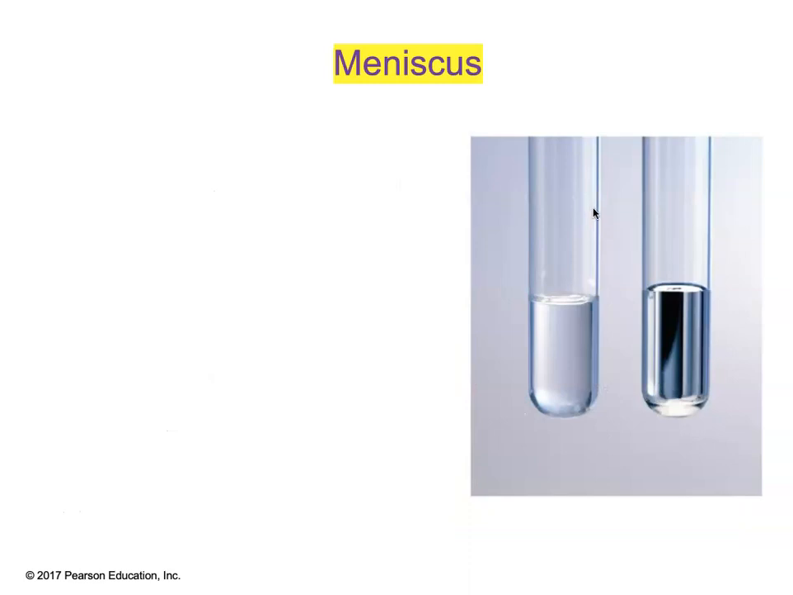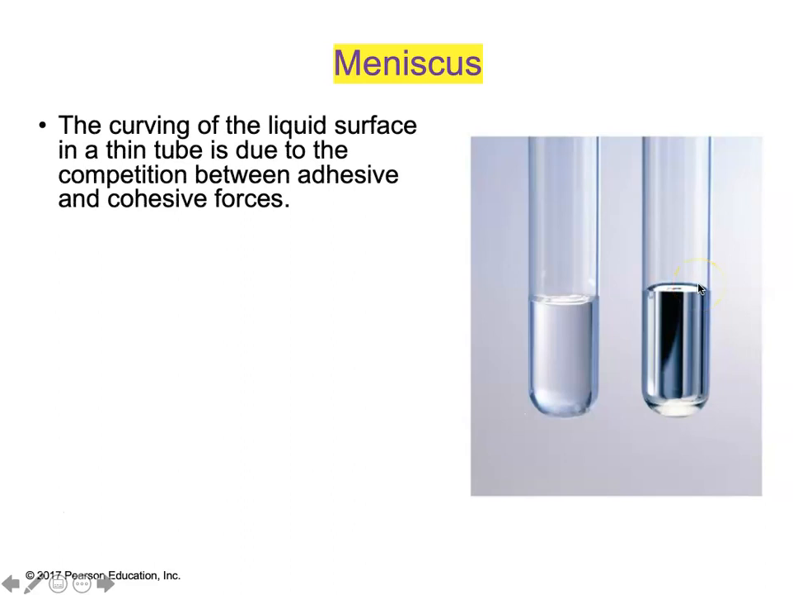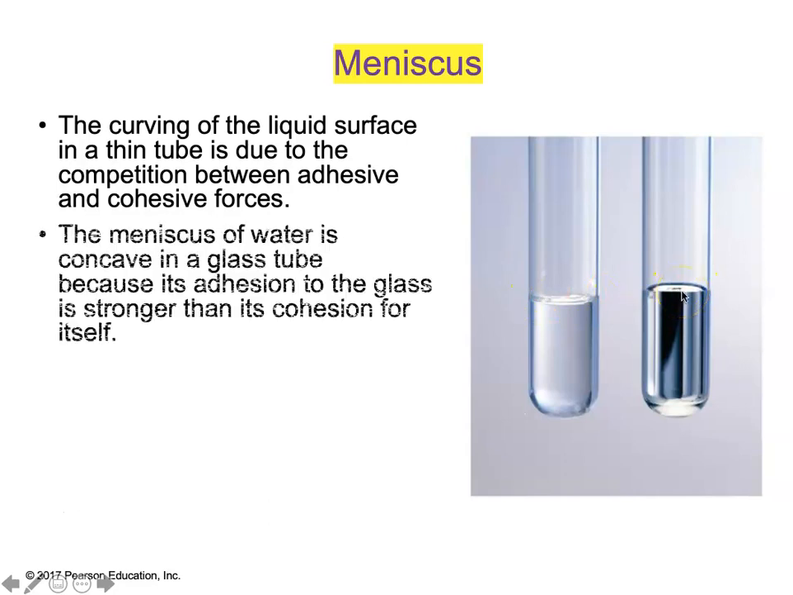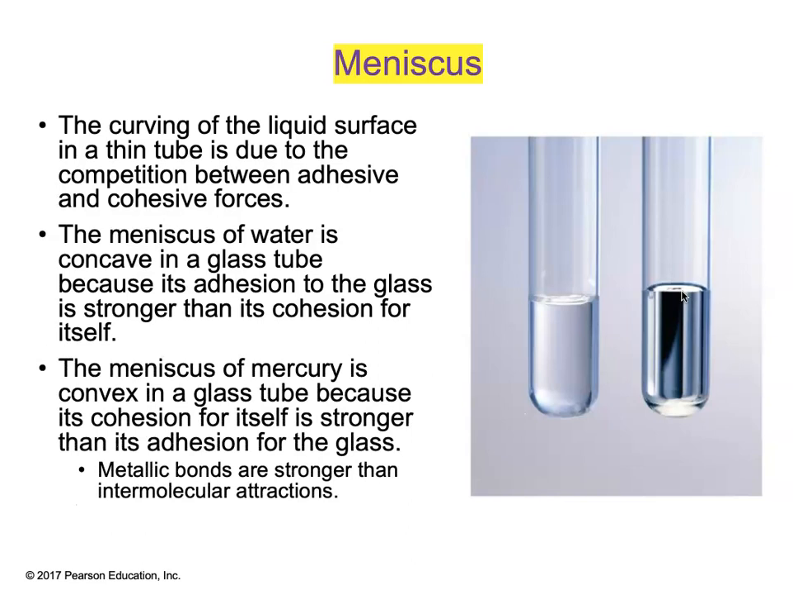Now a meniscus is very similar. Here we have a positive meniscus where the liquid is attracted to the sides of the container. And here we have mercury, which gives us an inverted meniscus. The curving of the liquid surface in a thin tube is due to the competition between adhesive and cohesive forces. So when you look here at the meniscus, what's winning out is that it's drawn up the sides of the tube. You say adhesion is greater than cohesion, whereas here cohesion is greater than adhesion. The meniscus of water is concave in a glass tube because the adhesion to the glass is stronger, and mercury is the opposite.